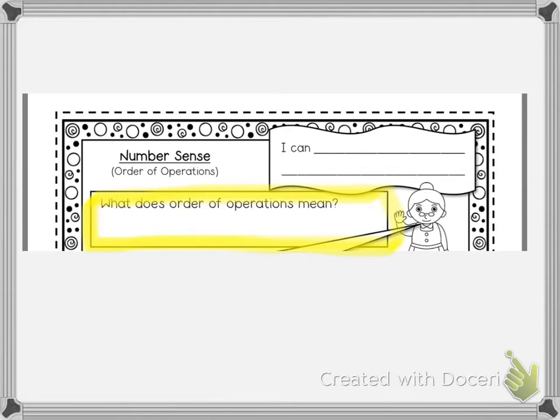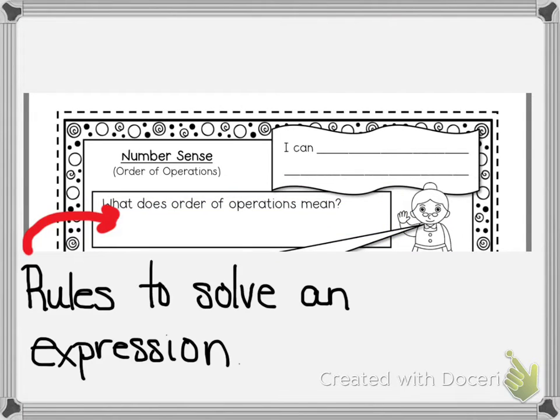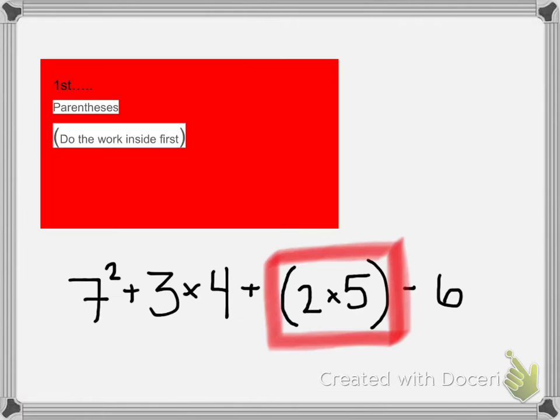All right. So order of operations, you can write in your notes, are the rules to solve an expression. It's going to tell us exactly what order to do everything in, so that way everyone does the problem the same and gets the same answer. Let's look at a problem and go over our rules. So our problem is 7 squared plus 3 times 4 plus (2 times 5) minus 6.